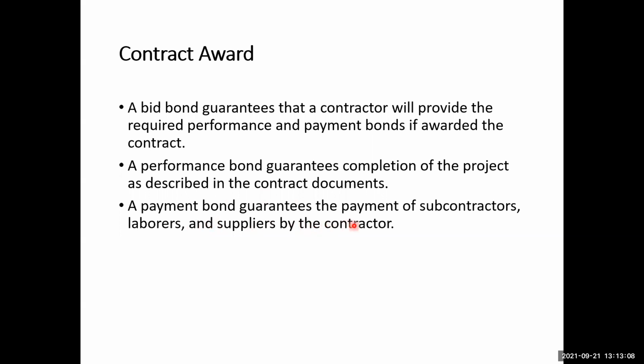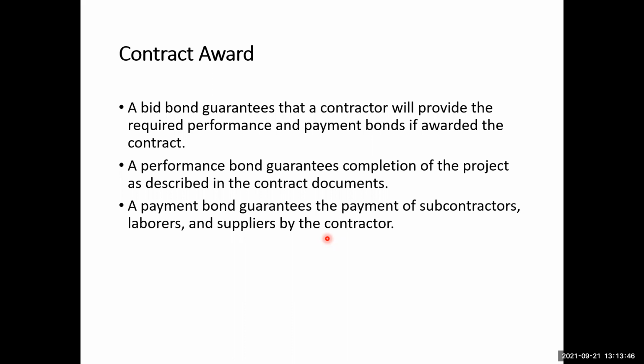The payment bond guarantees that the payments to subcontractors, laborers, and suppliers by the contractor will also be ensured. Of course, the payment bond is not for the client. If the contractor has the payment bond, and the client can ensure that, then it means that the contractor will actually pay their subcontractors, suppliers, and laborers. So it also provides assurance to the suppliers, laborers, and subcontractors that the contractor will be able to pay them.